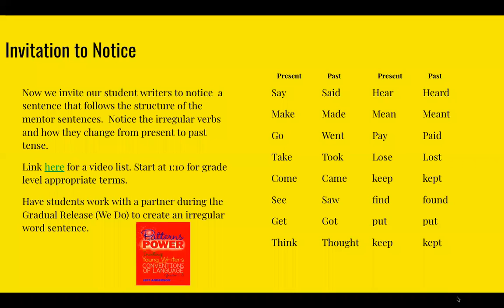For this next part, you will invite students to notice a little more. Give this list of irregular verbs. There is also another link available. You can also do a search for the 30 top irregular verbs. Give students a moment to work with a partner, create an irregular verb sentence.